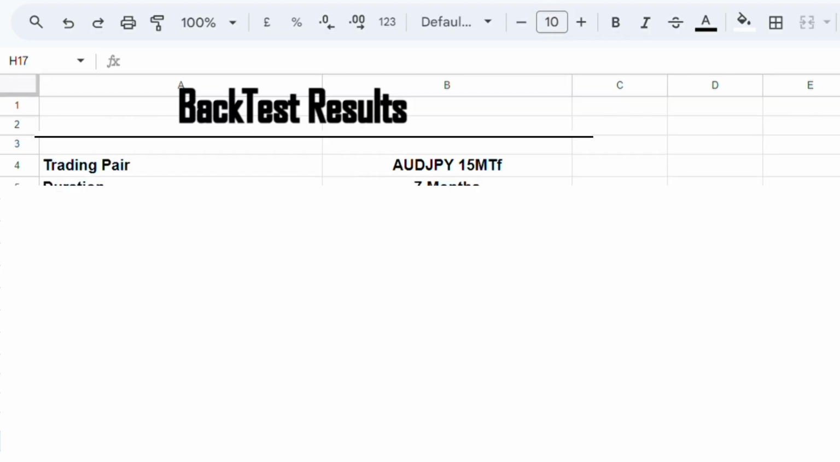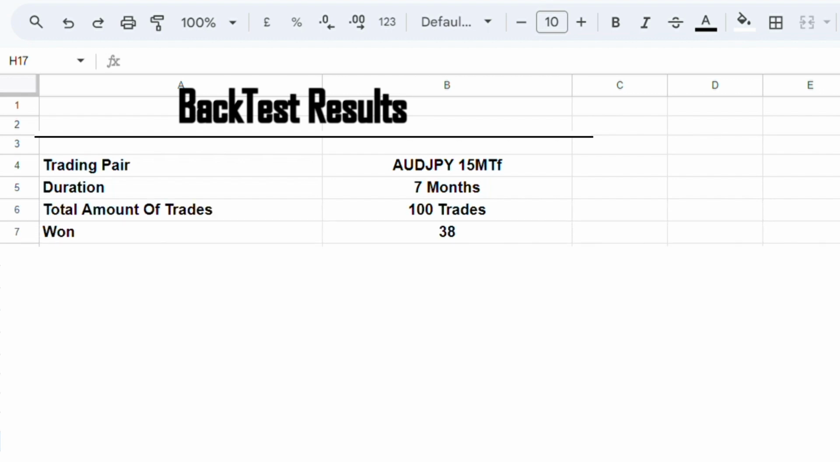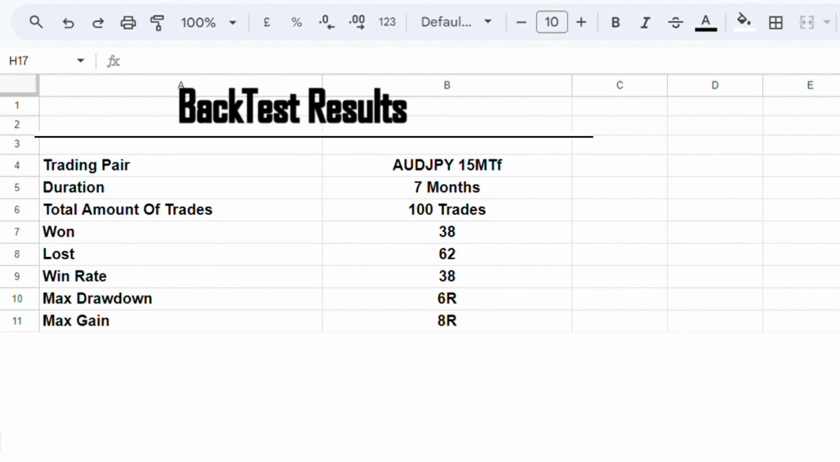Okay, so in 7 months, I took 100 trades, 38 won and 62 lost, which means we had a win rate of 38%. We had a max drawdown of 6R and a max gain of 8R. So that was positive. But the win rate was sub 40 when trading a 1 to 2. This is terrible and you would not want to trade this strategy.